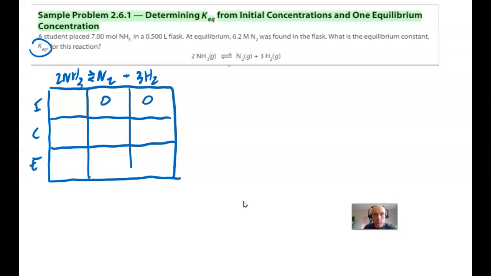Moles over volume being molarity. And 7 divided by 0.5 is 14 molar. So that's the initial concentration of NH3. And again, there's no product initially because they're not mentioned.